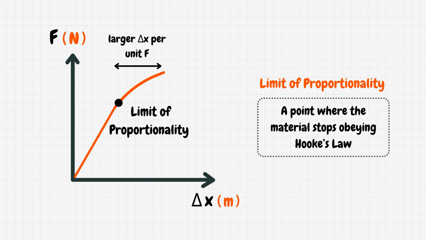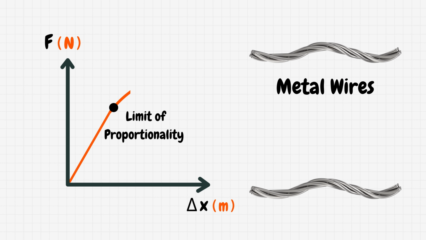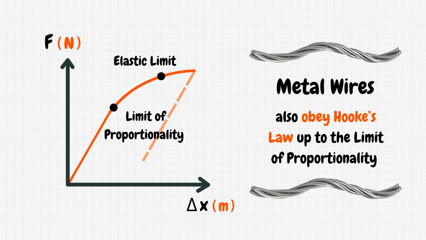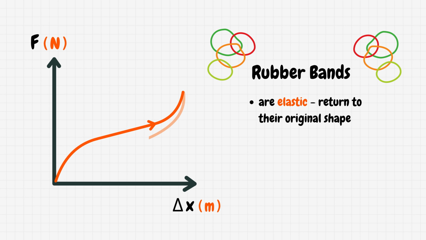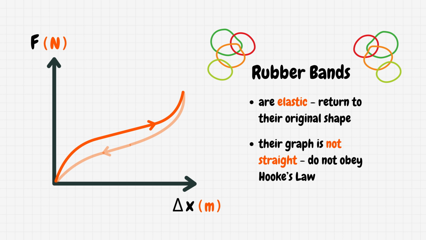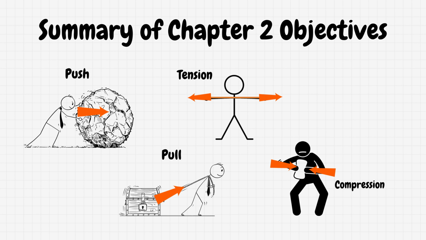And if you keep going, you'll reach the elastic limit. After that, the spring is permanently deformed. It won't go back to its original shape even if the force is removed. This same principle applies to metal wires too. They also follow Hooke's law up to their limit of proportionality. But not all elastic materials follow this rule. Rubber bands, for example, are elastic. They return to their original shape, but their force-extension graph is not a straight line, so they don't obey Hooke's law.